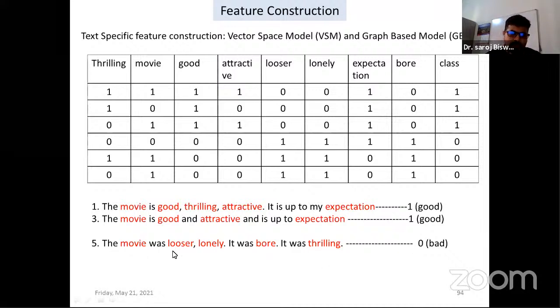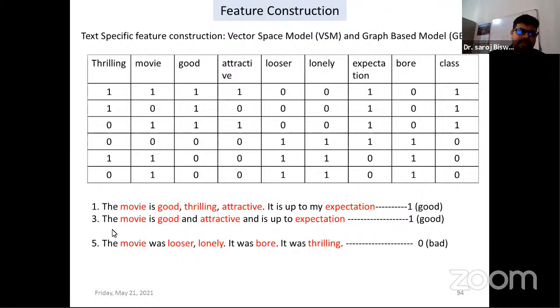The review says: the movie was loser, lonely, it was boring. Say it is negative. Some kind of rating is there, and based on the rating, it is negative. Now, if we have this kind of thing, what do we need to do? Because whenever we have social data, data which is available over the web, a lot of noise would be there. So somehow we have to do the pre-processing. One of the things in text processing is called stopword removal.